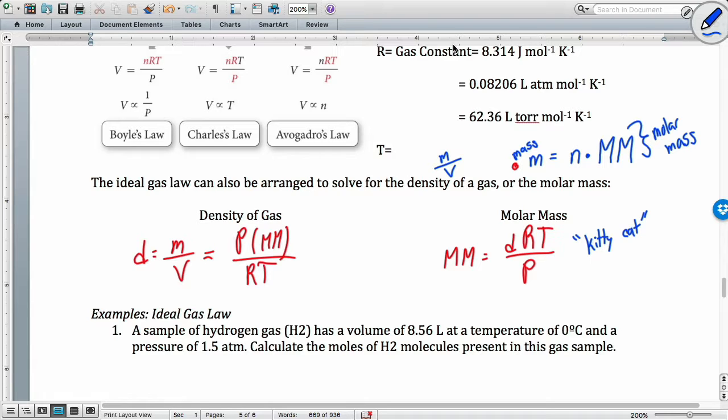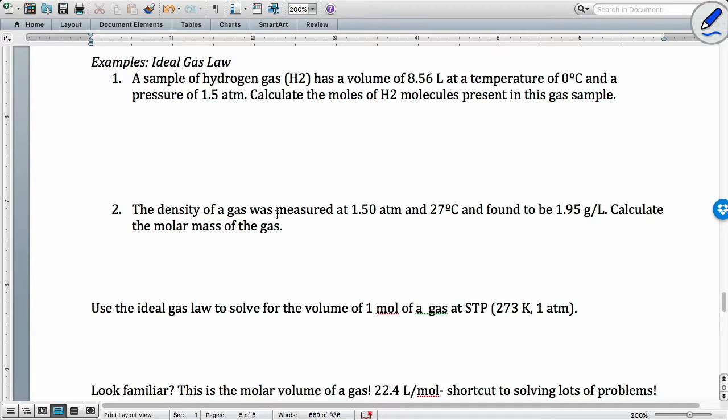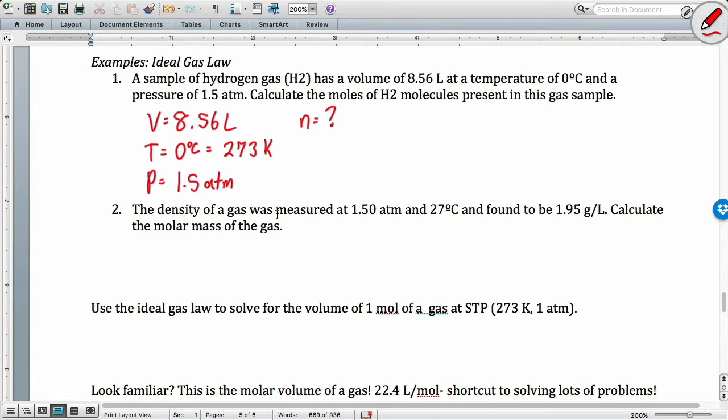Okay, so let's go ahead and do some practice with the ideal gas law. Keep all these equations in your mind. Make sure you got them written down, and let's go over it. A sample of hydrogen gas has a volume of 8.56 liters at a temperature of 0 degrees Celsius, which is 273 Kelvin, and a pressure of 1.5 atmospheres. Calculate the number of moles present of H2 in this gas sample.